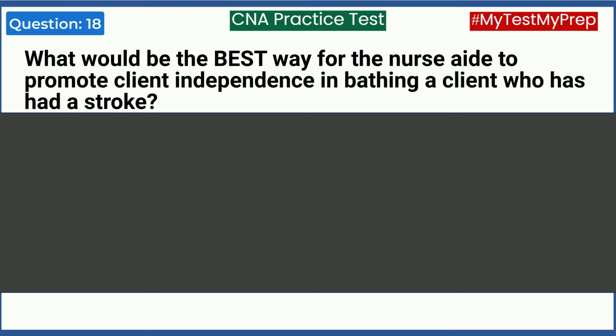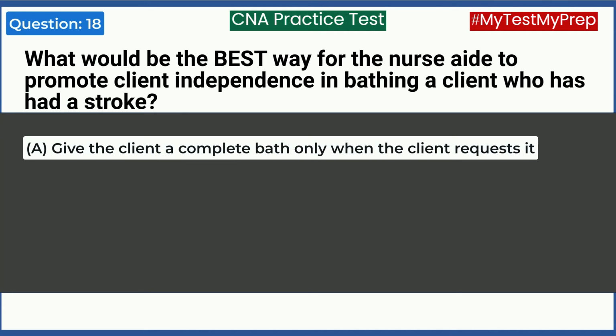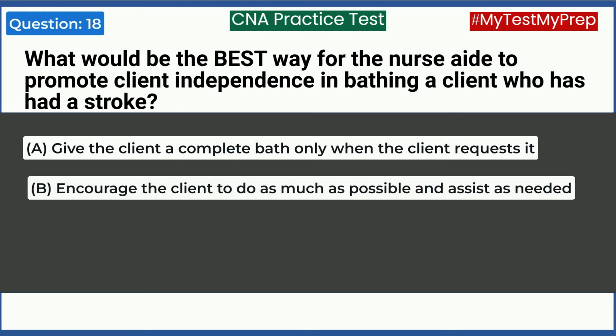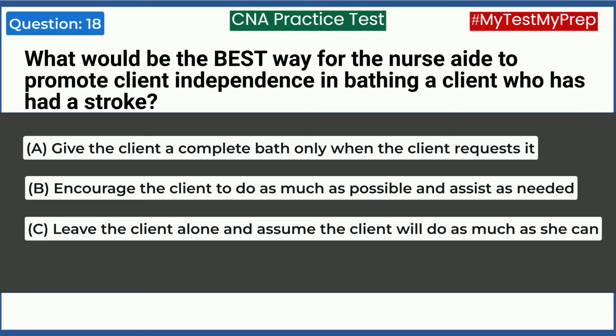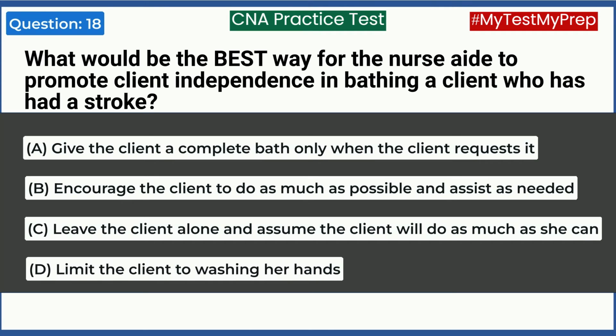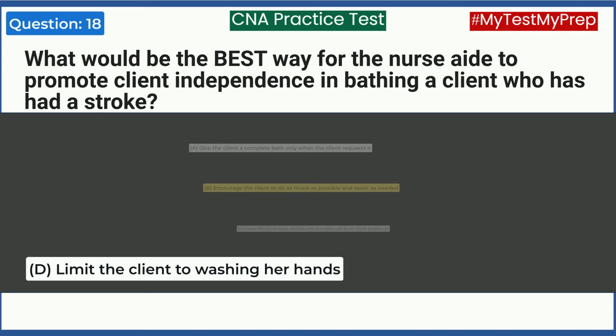What would be the best way for the nurse aide to promote client independence in bathing a client who has had a stroke? A. Give the client a complete bath only when the client requests it. B. Encourage the client to do as much as possible and assist as needed. C. Leave the client alone and assume the client will do as much as she can. D. Limit the client to washing her hands. Answer: B. Encourage the client to do as much as possible and assist as needed.